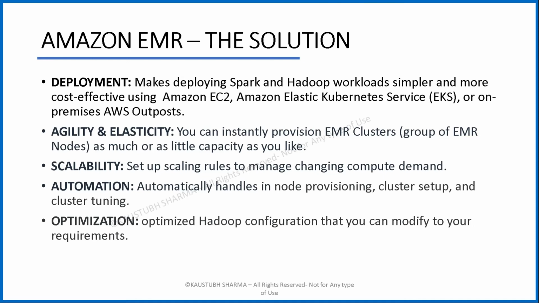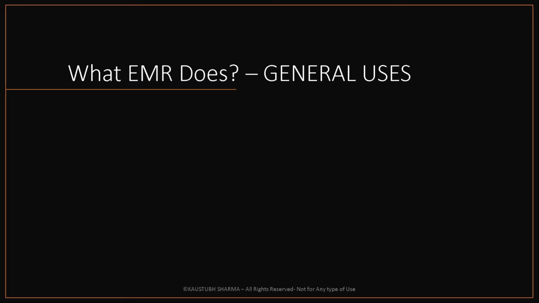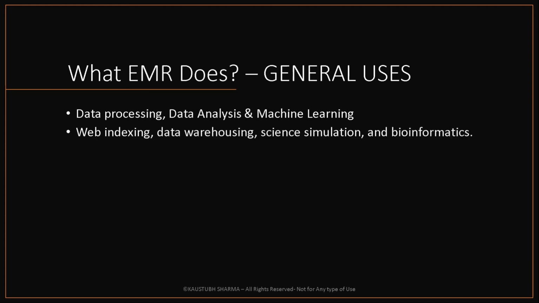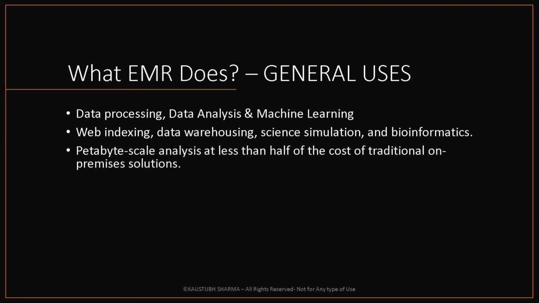Now, let's discuss the general uses of EMR. As we have already discussed some of its uses like data processing, data analysis, and machine learning. It is also used for web indexing, data warehousing, science simulation, and bioinformatics. It can do petabyte-scale analysis at less than half the cost of traditional on-premises solutions. Also, it is over 1.7 times faster than standard Apache Spark.